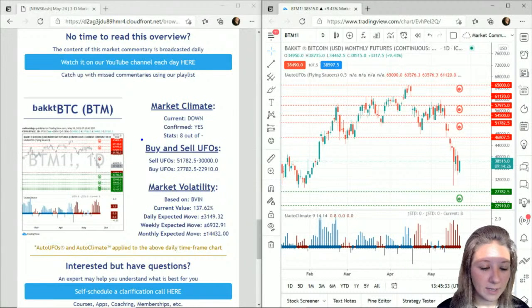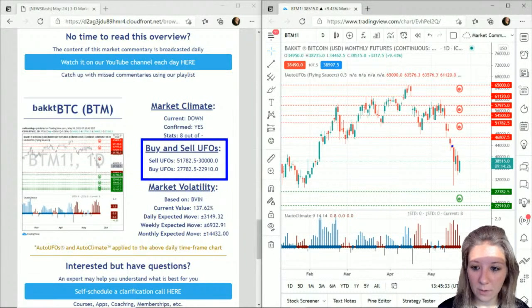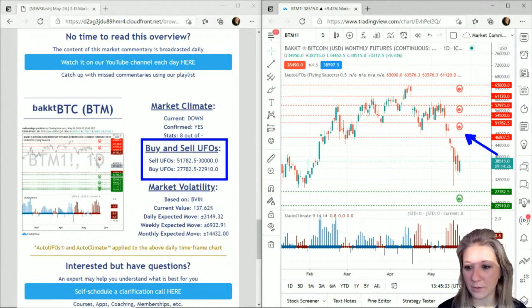Now, buy and sell UFOs. We have sell orders up here at 51,782.5 to 46,807.5. And then we have, that says that's a 30,000. I think that might have been put in wrong. And here we have 27,782.5 to 22,910. So we've got a wide range between our UFOs.